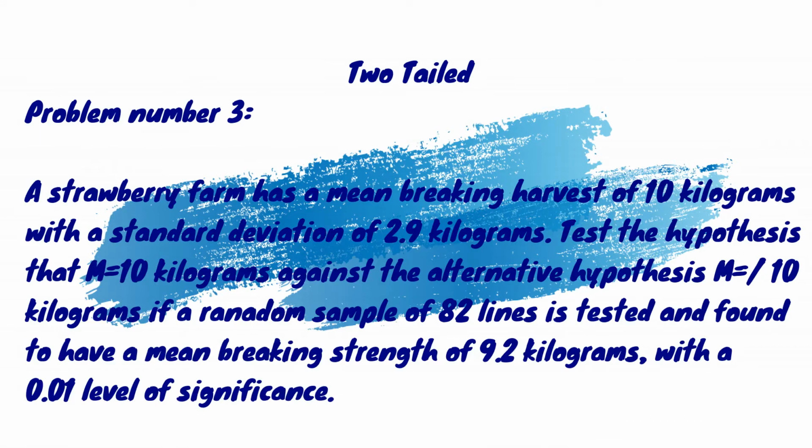Problem number 3. A strawberry farm has a mean breaking harvest of 10 kilograms with a standard deviation of 2.9 kilograms. Test the hypothesis that the population mean is equal to 10 kilograms against the alternative hypothesis that the population mean is not equal to 10 kilograms. If a random sample of 82 lines is tested and found to have a mean breaking strength of 9.2 kilograms, use a 0.01 level of significance.